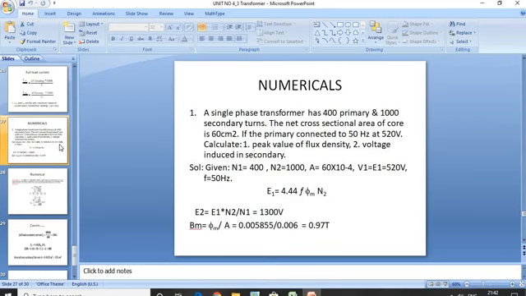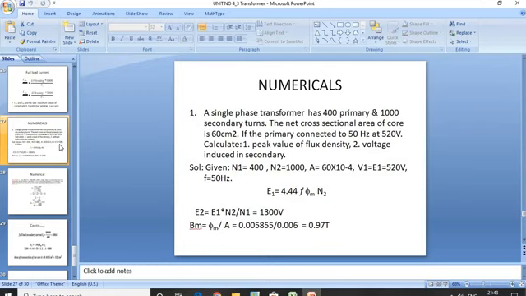Now the numericals which are based on these formulas. So consider this numerical. A single phase transformer has 400 primary and 1000 secondary turns. The net cross-sectional area of a core is 60 cm square. If the primary is connected to 50 Hz at 520 volt, calculate peak value of flux density and voltage induced in the secondary. So first I am telling you the given data.